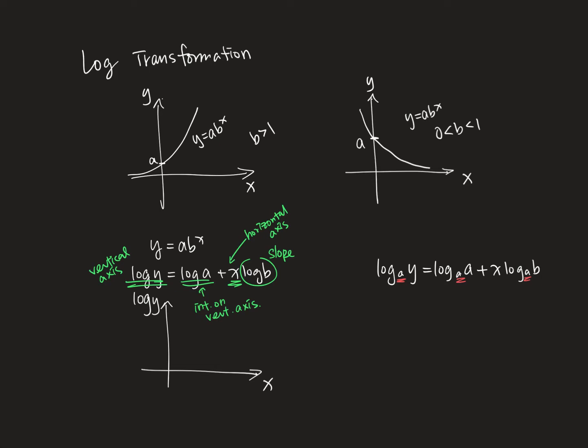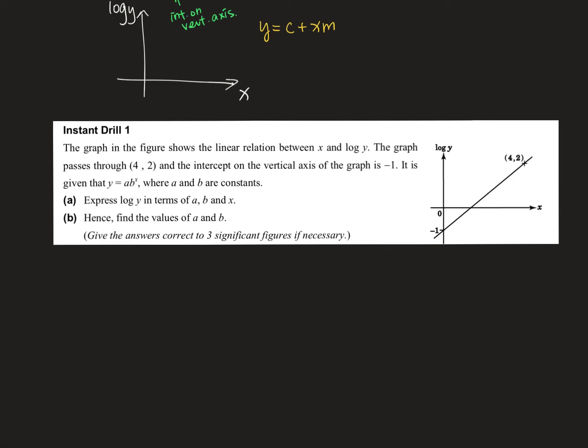I have repeated this many times already that after you take log, the vertical axis will be log y, and the horizontal axis will be x, and log b will be its slope, while log a will be the vertical intercept, because it's basically the form y equals c plus mx. You see this comparatively? Okay, so let's look at the first example.